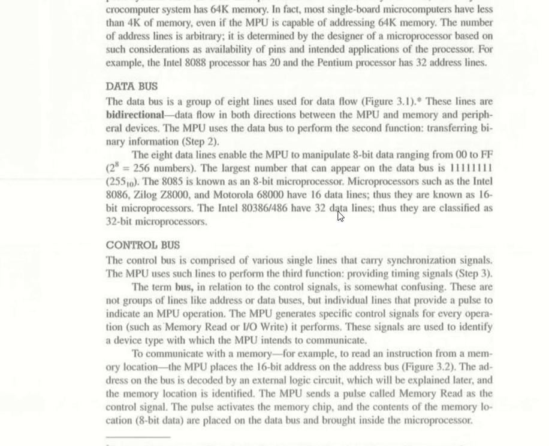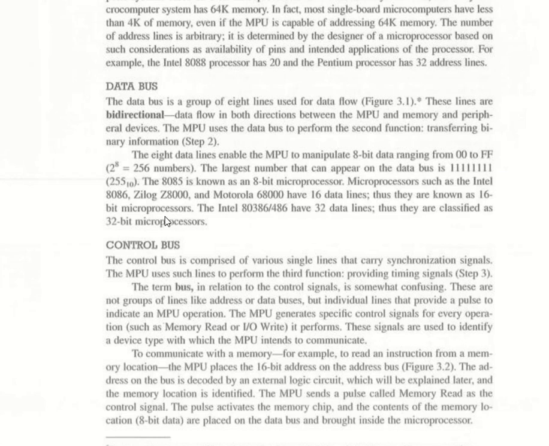And when you go from 00 to double F, it will be a total of 256 numbers, 2 raised to 8. The largest number that can appear on the data bus is double F, which translates to, in binary, this number. I'm not going to count how many ones we have here.